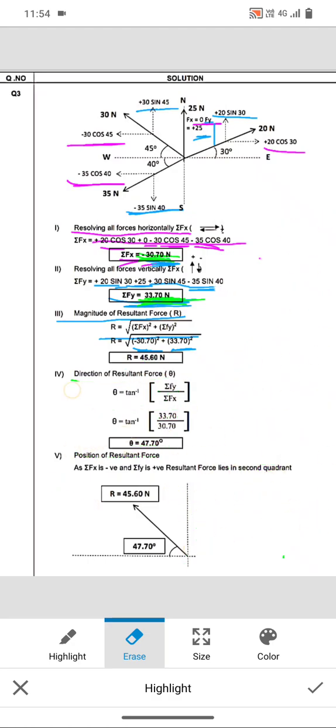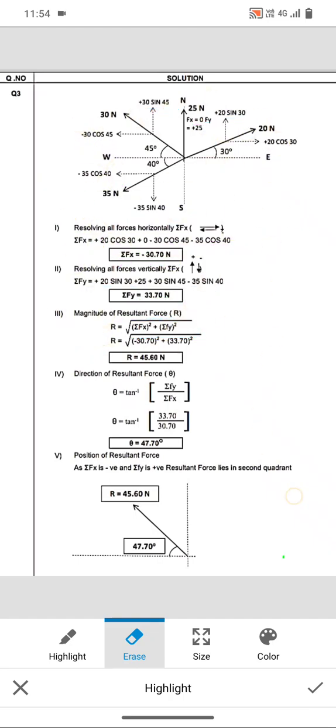We have discussed the whole method to solve this question.